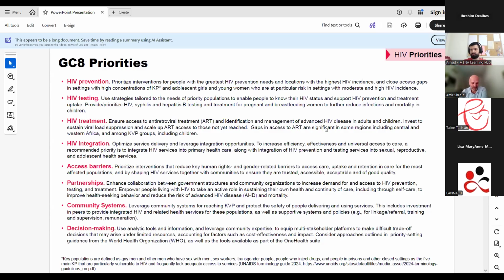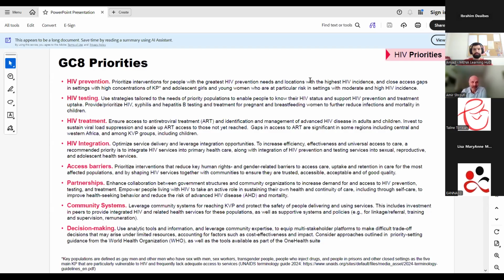So integration, you will see mentioned throughout the guidance, not just as a means of achieving greater efficiency at a time of funding constraint, but also as a means of being more person-centered and being more effective. Noting that we have to be careful that as services for specific populations become integrated into primary care, countries maintain the things that make those services accessible in the first place.